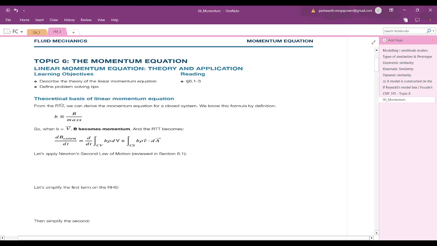Before that, the theoretical basis of the linear momentum equation. What is the theoretical basis? Let us try to understand. Basically, from physics, what is meant by momentum? Can you please tell me what is meant by momentum in physics? Momentum, not moment.